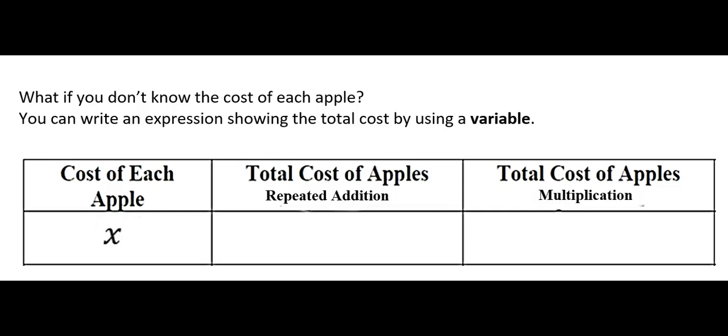Now, what happens if we don't know the cost of each apple? Instead of a price, we're now going to use a variable. So if I don't know the cost of an apple, I'm going to say the apple costs X cents. For repeated addition, then, I would add X together 5 times to represent the total cost of the apples. In multiplication, I would say I have 5 groups of X. So these two expressions mean the same thing, and it tells us what the apples would cost when we don't know the price of the apple.